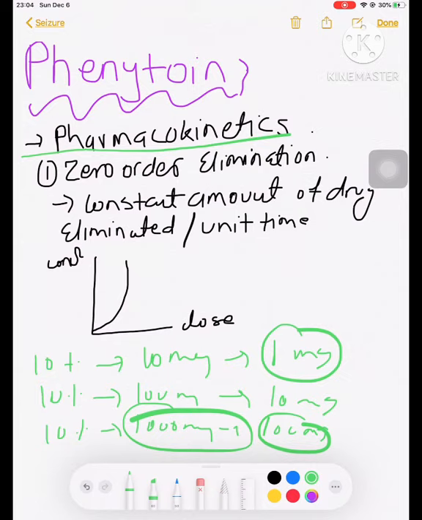Okay, look at this small graph. Here I am showing the concentration against dose of a drug.